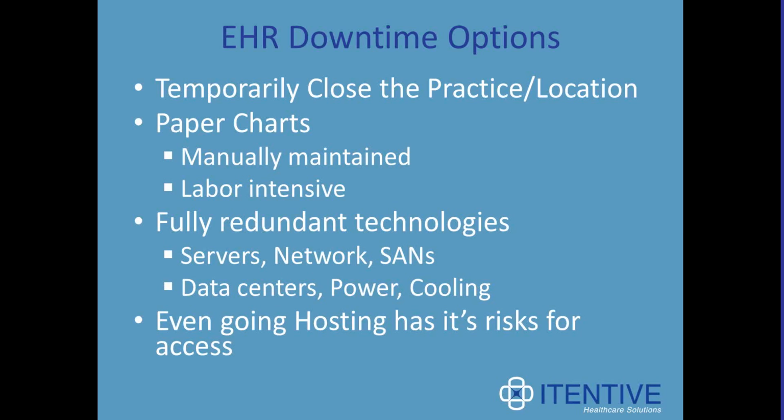Or you could spend a lot of money on fully redundant technologies. You could have redundant servers with failover, redundant network equipment, storage area networks with failover. You could have even multiple data centers, from a hot site to a warm site. You've got power to consider, cooling to consider. So there's a lot of things that you could spend a significant amount of money on just to ensure that uptime. So even hosting has its risk with access. We've got several practices that have a connection to their hosting provider and then have secondary connections with failover routers in order to be able to ensure that uptime as long as you can.